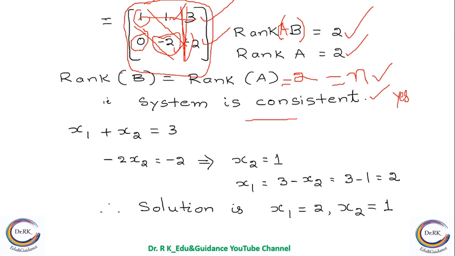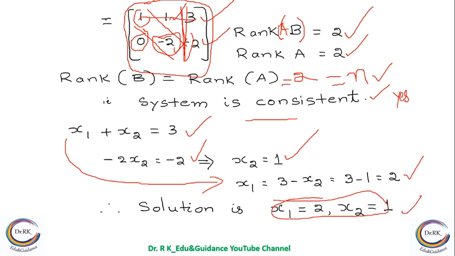Right? How to solve this? Whatever we have done in the beginning, where we converted equations into matrix form, now we convert this matrix into equations. Very simple. This is A, this is B, right? So x1 plus x2 equal to 3. And the second one, 0x1 minus 2x2 equal to minus 1. Right? So minus 2x2 equal to minus 1, x2 equal to 1. So from this we can get the x1 value. So x1 equal to 3 minus x2, that is 2. Right? So we got the unique solution. Okay.